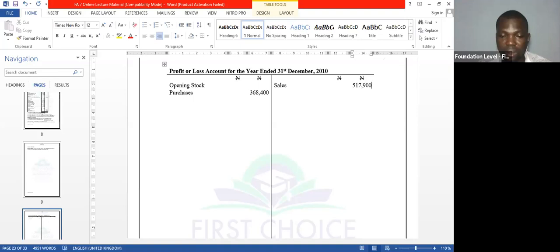We have drawings. Do we have any additional information on drawings? Yes, additional information 8 says goods costing 1,200 were taken by the owner for private use. I know that drawings is a way of taking out capital. You are taking out goods, taking out resources for personal consumption. So it means you are taking out of your profit or your capital before the end of the period.